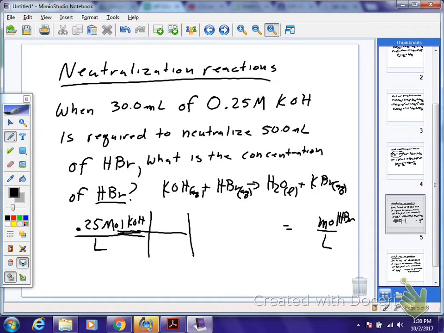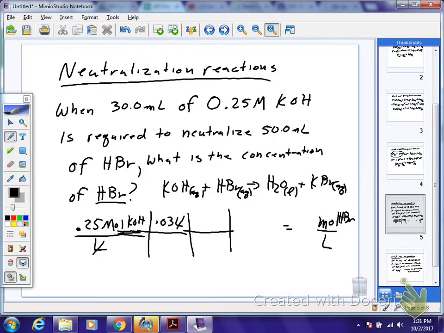What do you think the next thing I'm going to do to figure out my molarity of HBr? What do you think the next thing I would do? So next step, what should I cancel out? Times it by the liters, 0.03 liters. Very good. So 0.03 liters cancel out. Now I have moles of KOH. Now I want to find moles of what?